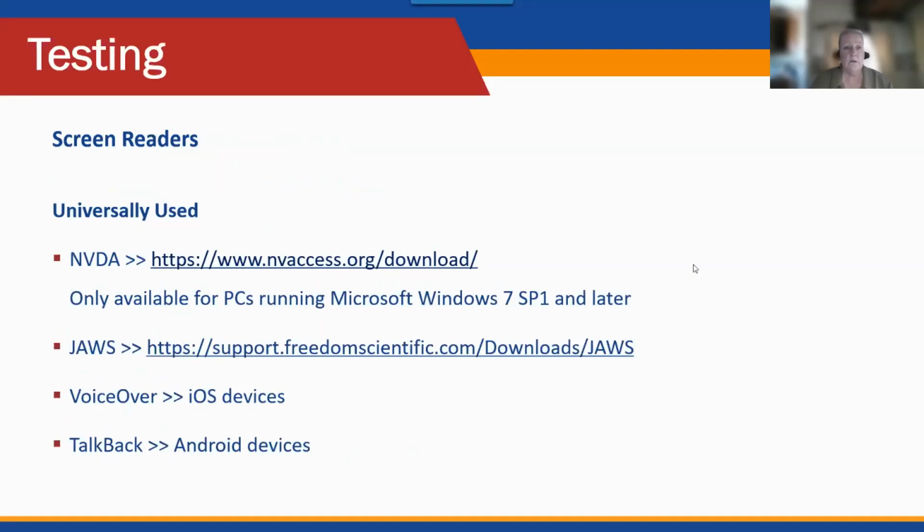Screen readers that are universally used are NVDA, which is out of Australia. It's a free screen reader. Unfortunately, it's only available for PCs running Microsoft Windows 7 and above operating system. JAWS is a standard. You can download JAWS. It is a paid product, but it is a standard in the industry. And if you're testing on any kind of Mac device, iOS device, VoiceOver is built in, and on any Android device, such as tablets or mobile phones, TalkBack is the accessibility reader that's built into that.